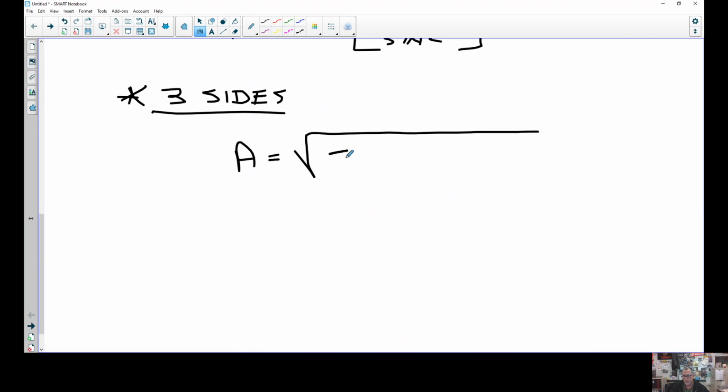It's going to be S times S minus A, and you don't know what S is yet. Don't worry about that. We're going to get to that in a minute. S minus B, S minus C. So it's all three of these things, these four different quantities, S, S minus A, S minus B, S minus C, multiplied, and then take the square root of it.